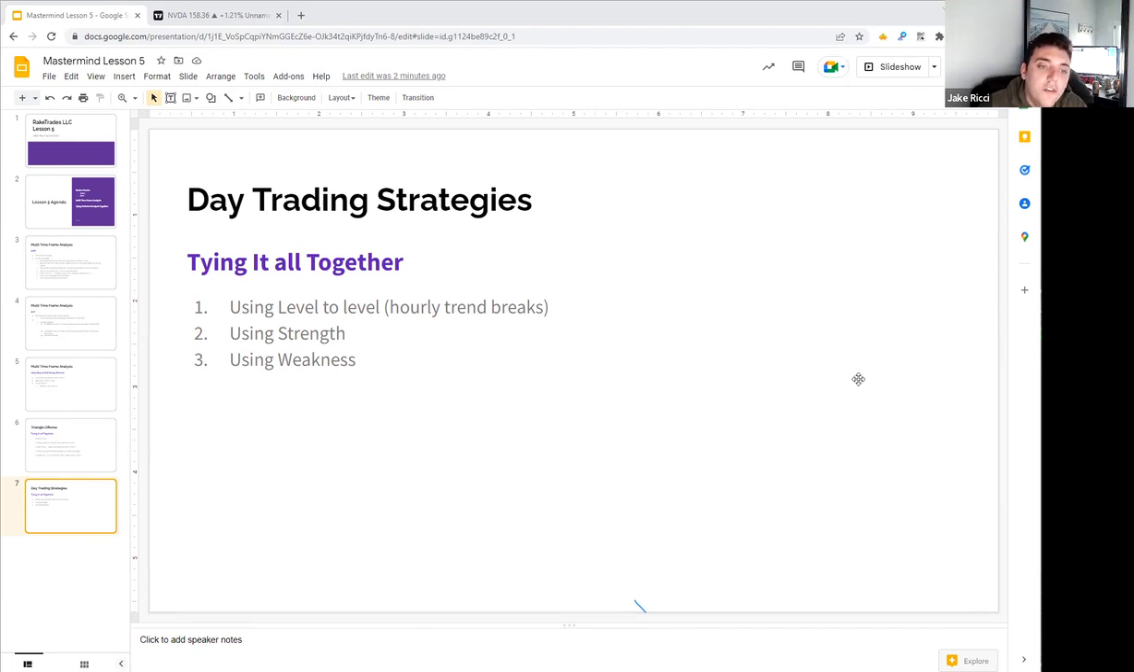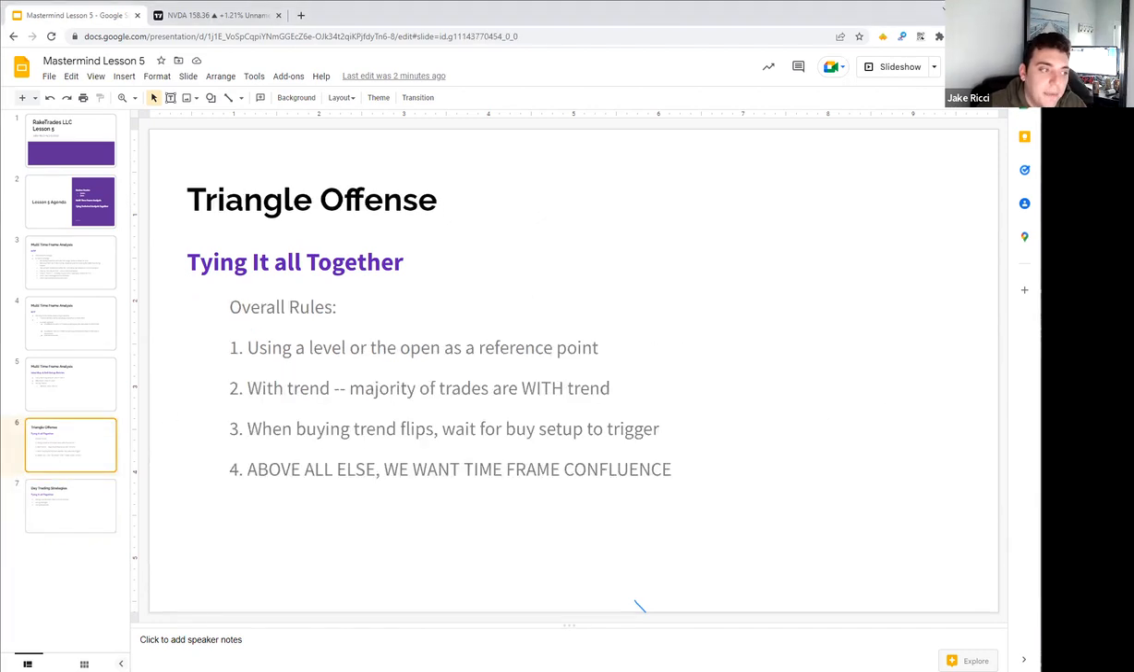Again, all of these three are fully encompassing of our triangle offense. Our triangle offense has much more to it than just these four rules, but these are the condensed rules and specifics of what you need to be looking for. If you need a checklist next to your desk before you enter a trade, so that you don't overtrade and take stupid trades, I want you to use these four rules as your checklist. Okay, let's dive in a little bit.